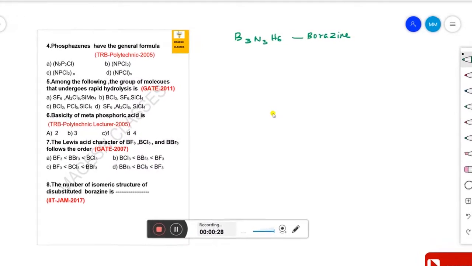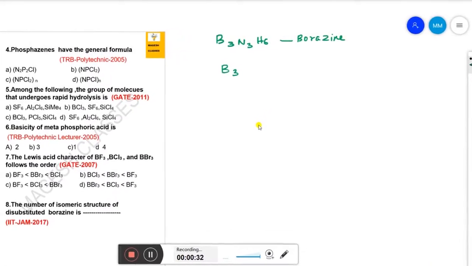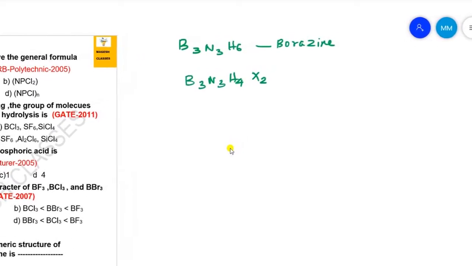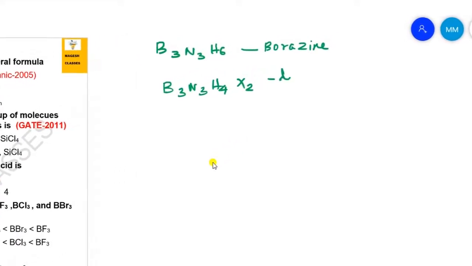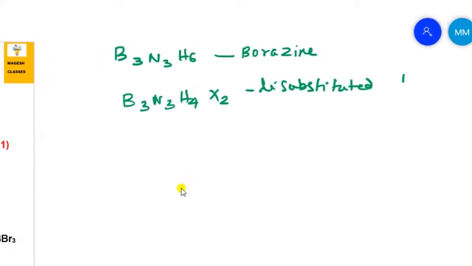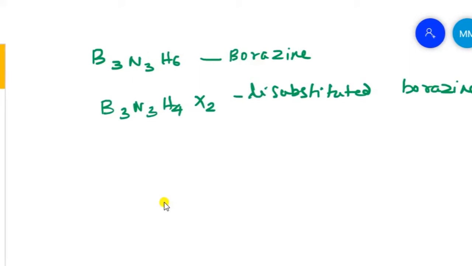Disubstituted Borazine means B3N3H4 with two groups substituted. It is a disubstituted Borazine. What is the structure of Borazine? Borazine is an inorganic benzene.